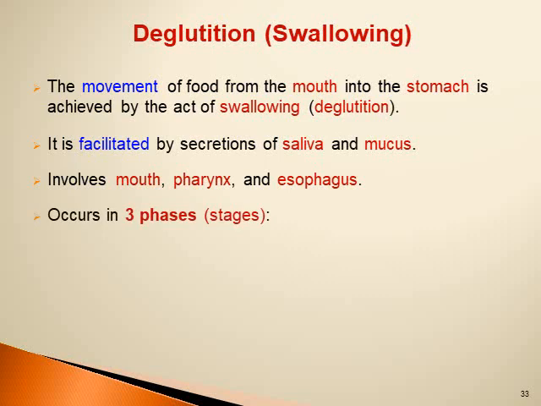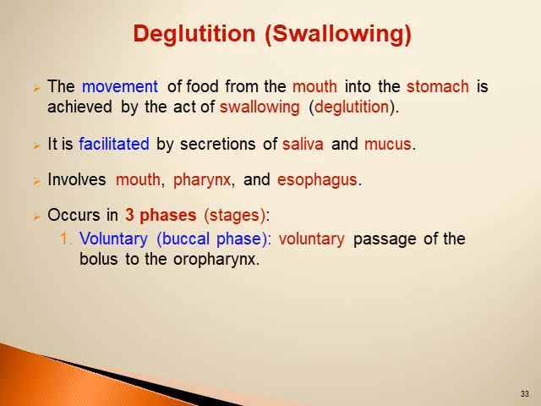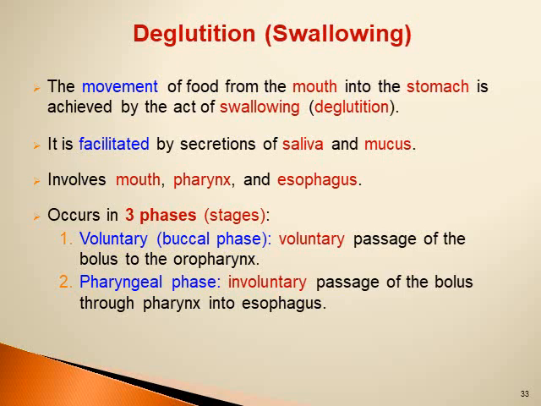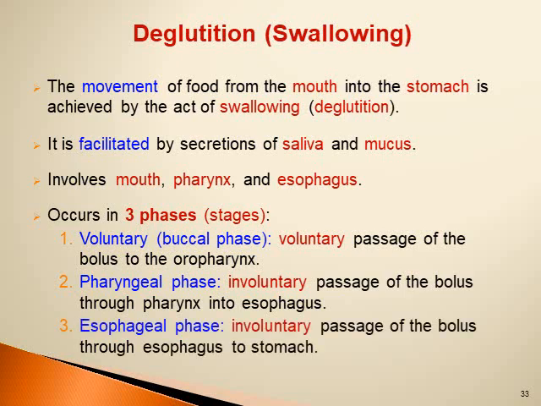Deglutition occurs in 3 phases or 3 stages, and these are: the first phase, which is voluntary and called the buccal phase, which means it involves the oral cavity. It is the voluntary passage of the bolus to the oropharynx. Then we have the pharyngeal phase. It is the involuntary passage of the food bolus through the pharynx into the esophagus. And finally we have the esophageal phase, which is again the involuntary passage of the food bolus through the esophagus to the stomach.